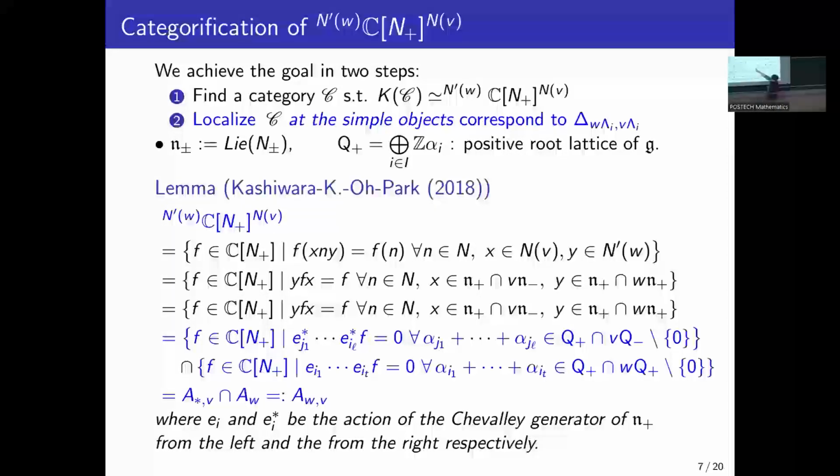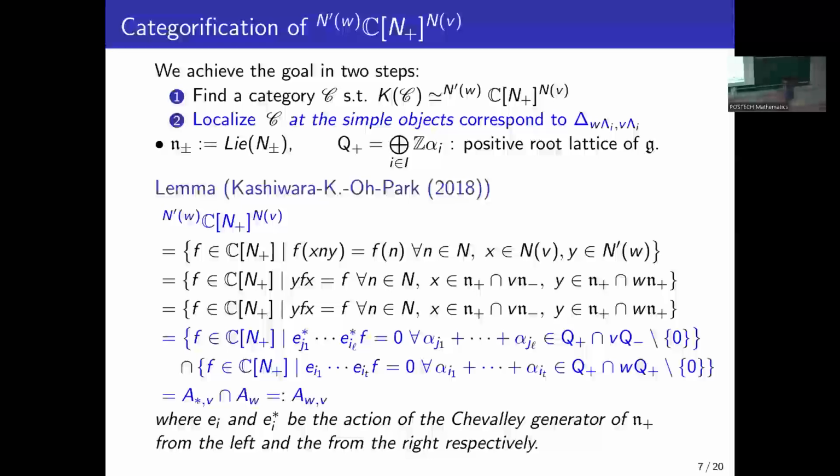So this double invariant ring can be understood as an intersection of two rings, and one is this one. These are the functions on the unipotent group which vanish under the action of Chevalley generators consecutively, such that the corresponding weight belongs to this set. And the second is the functions which vanish under the action of Chevalley generators from the left, such that the consecutive sum of the weights belongs to this set. So the point is that we can describe this double invariant ring as an intersection of two rings, and both of them can be described in terms of the action of Chevalley generators. So yeah, now let me keep this on, and let me move to the construction of the category.